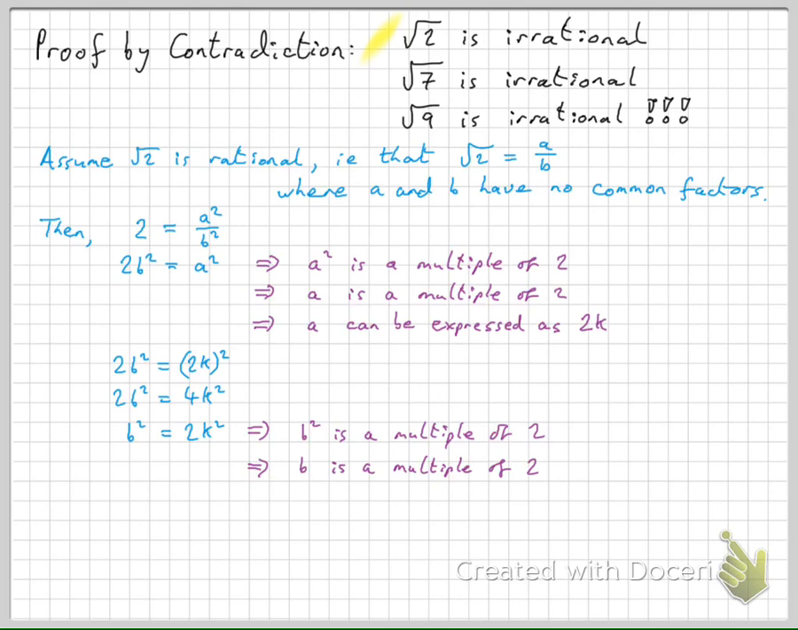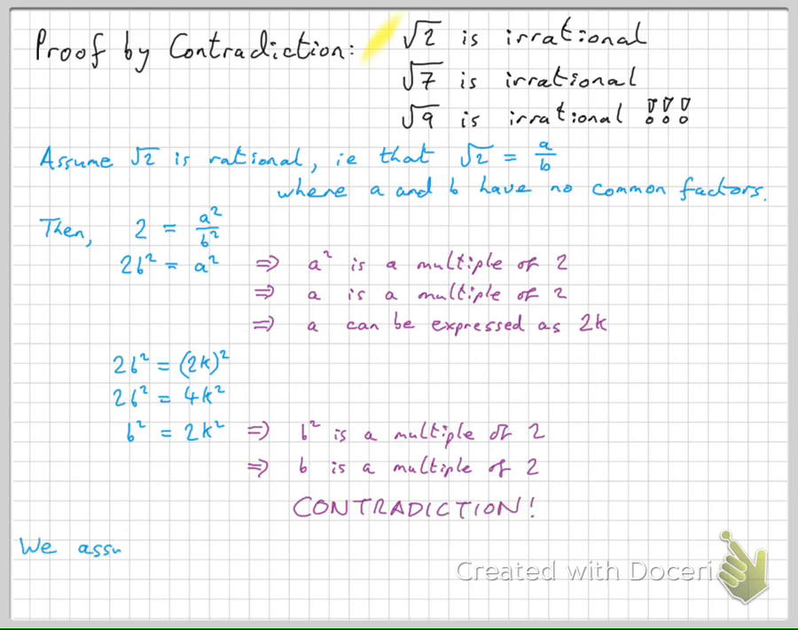Well, look, we have a as a multiple of 2, and we have b is a multiple of 2. So guess what we can do with our fraction? We can cancel it down. But we assumed right at the beginning that a and b had no common factors, and that fraction can't be cancelled down, so we have a contradiction.